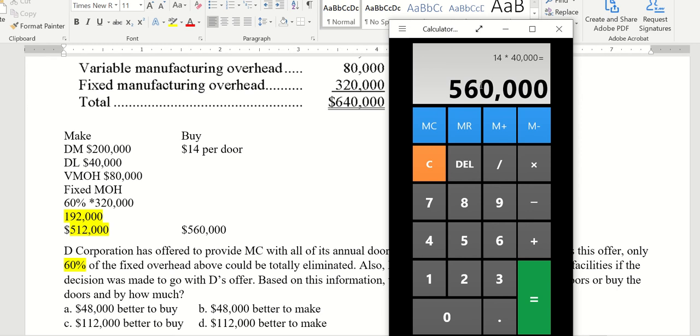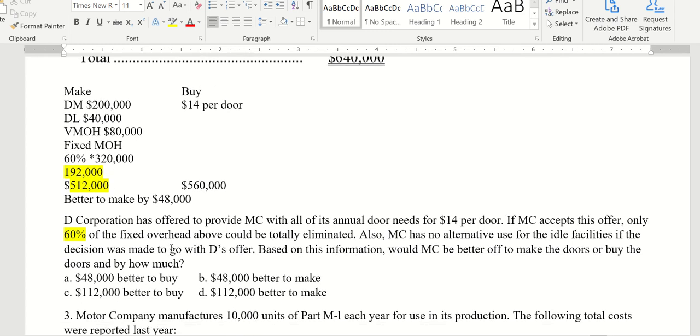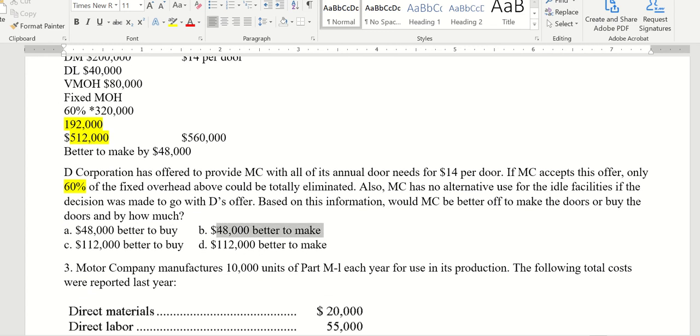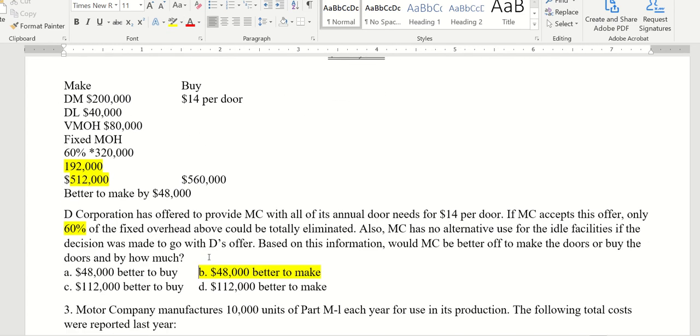And how much is it cheaper? The buying is 560,000 minus the 512,000. So we're going to favor better to make by 48,000. Yep, so better to make it. So I would answer 48,000 better to make. I would answer B for number 2.